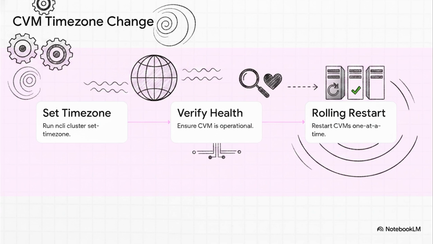Because the Nutanix cluster can only safely tolerate the outage of a single CVM at a time without impacting storage availability, you must restart them in a strict, rolling, one-at-a-time fashion. You stop one CVM, wait for it to come back up, ensure it fully rejoins the storage cluster and is perfectly operational, and only then do you safely move on to restart the next one.